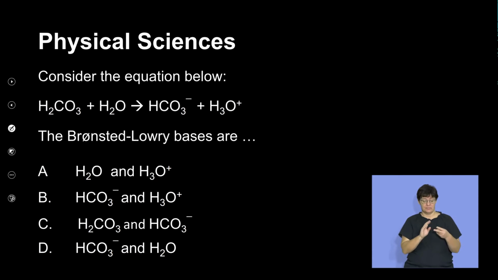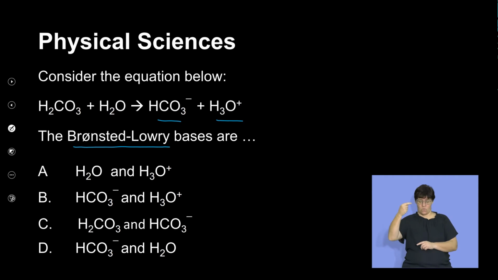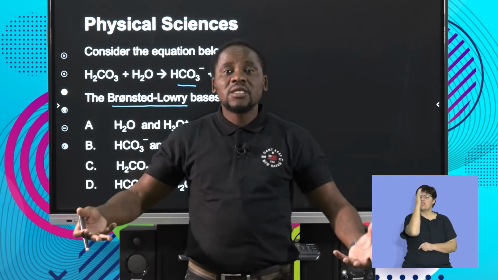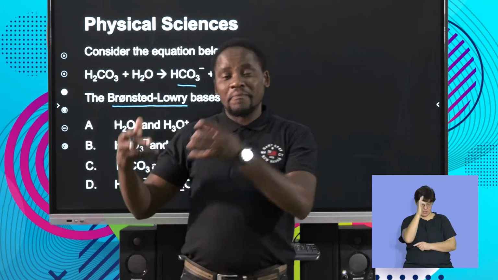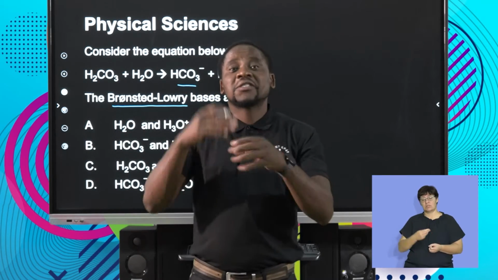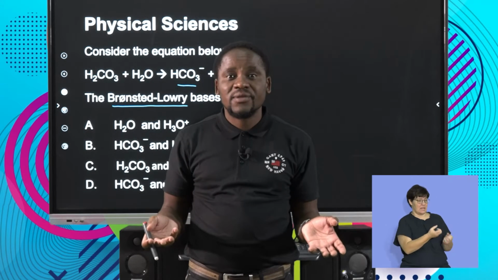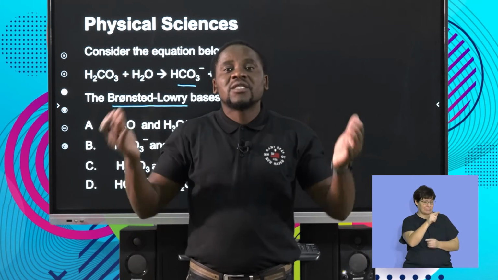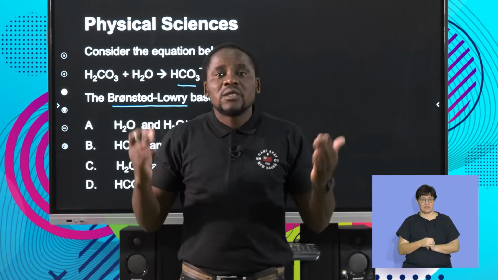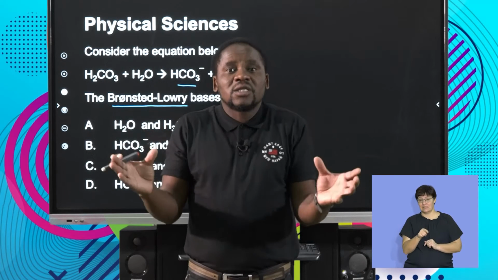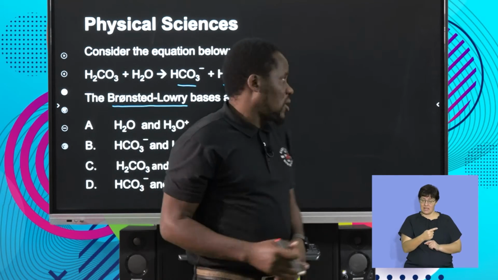It says, consider the equation below. We've got carbonic acid plus water to give us a hydrogen carbonate ion plus a hydronium ion. So the theory here is about Bronsted-Lowry. An acid is a proton donor, a base is a proton acceptor, which is some of the concepts that we try to remind ourselves of. So we need to bear that in mind. The key word in this statement is the theory itself, which says Bronsted-Lowry.